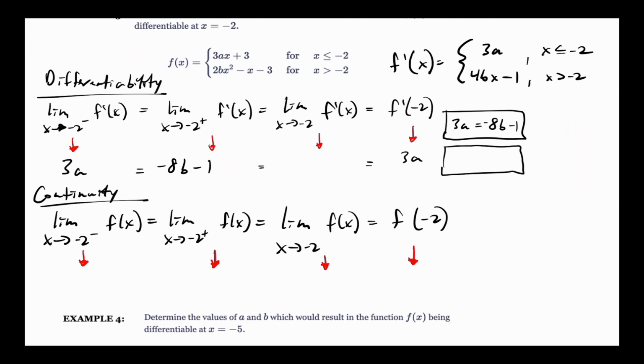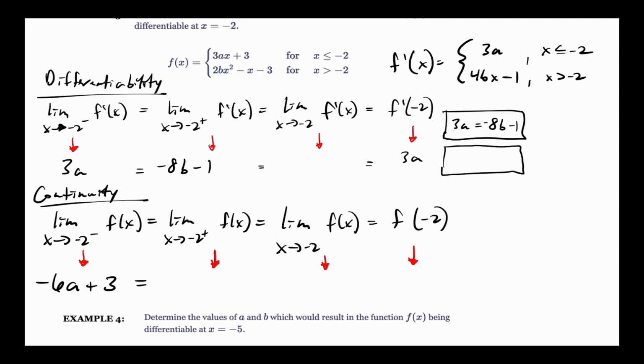What do I get when I plug in -2? Where am I plugging this guy into? I have two equations. The original, yeah. This is the original. So I plug it into the top of the original, plug it in for x, and I get -6a plus 3, because I plug it in for x.